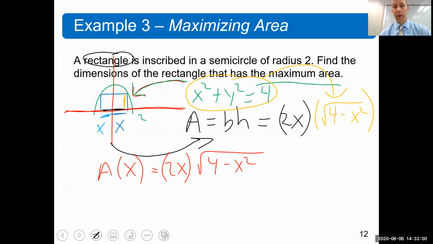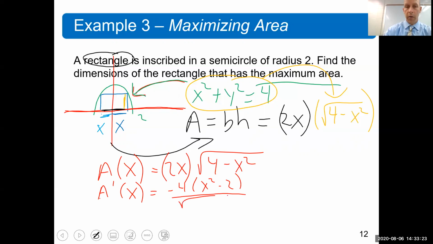Now, in order to find that derivative, you can use your graphing calculator. I'm going to cheat just a little bit, because I've already worked this out. You'd need to do the product rule and the chain rule, and then you'd need to clean it up. Turns out that the derivative here is negative 4 times the quantity x squared minus 2, all over the square root of 4 minus x squared. That's our derivative. We want to figure out when that is equal to 0 or undefined.